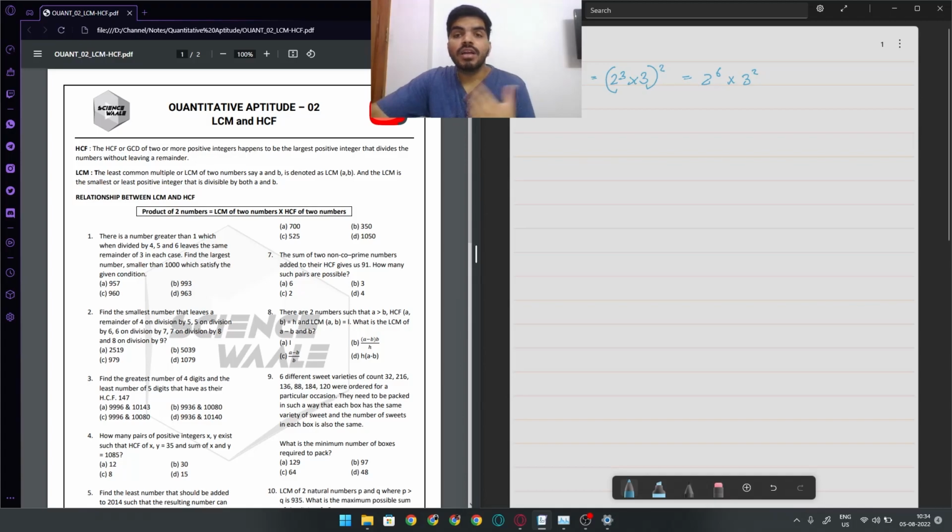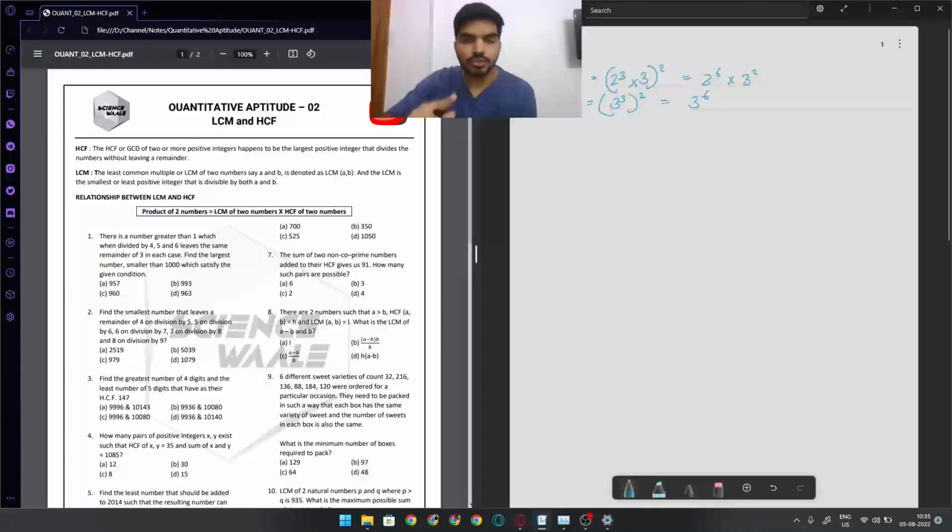Now you have another number, let's say 729. So 729 is 3 into 3 into 3 and so on, that is 3 cube whole squared, which is 3 to the power 6. Now, for the two numbers we are given, if someone says tell me a number which divides both numbers and does not leave a remainder, and the number should be the greatest possible.